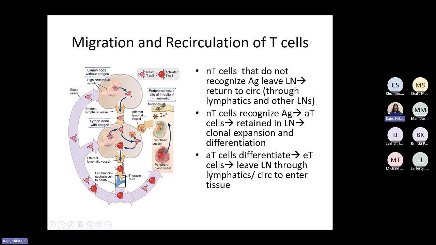Once the naive T cell gets activated by that antigen presenting cell, that activated T cell will be retained in the lymph node for a little longer. That's how they get time to proliferate, to make a clone. There is clonal expansion, and then they differentiate into activated and then effector T cells. Those activated and effector T cells will leave the lymph node through the lymphatics to enter the tissue. So they are then not going to re-enter another lymph node. They are not going to recirculate. Instead, they will go to the site of infection where they can help in fighting that infection.